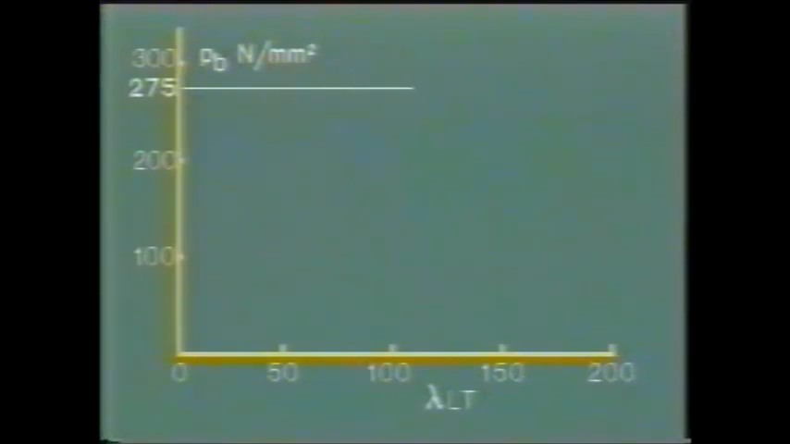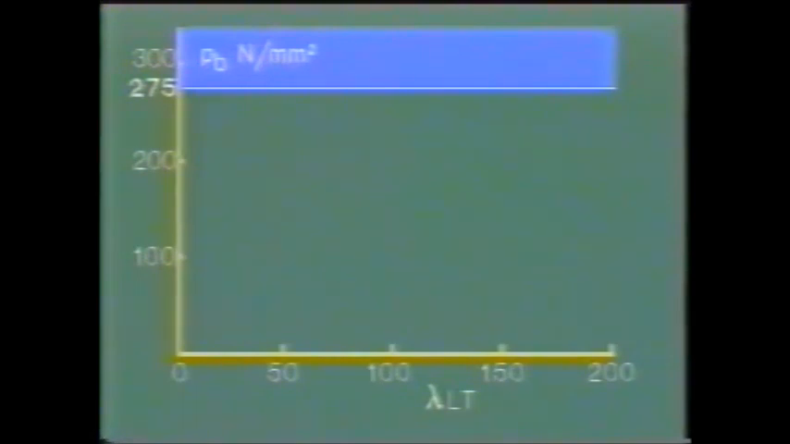Consider the following plot. The vertical axis is material bending strength, pB, in newtons per millimetre squared. The horizontal axis is lambda LT, which may be thought of as a lateral torsional slenderness. Clearly, for steel which has a design yield strength of 275 newtons per millimetre squared, this value represents a limit beyond which the material may not be used whatever the slenderness. Conversely, whatever the material yield strength, the beam can still fail by lateral torsional instability.